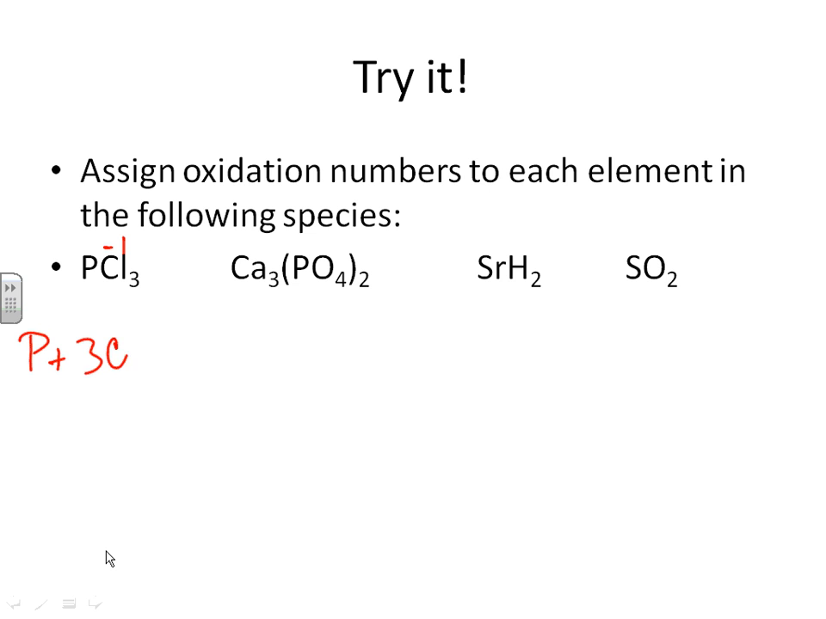The overall compound does not have a charge. That means that the sum of the phosphorus plus 3 chlorines has to add together to make 0. If each chlorine is -1, then the one phosphorus has to be +3 in order to balance out the charges.